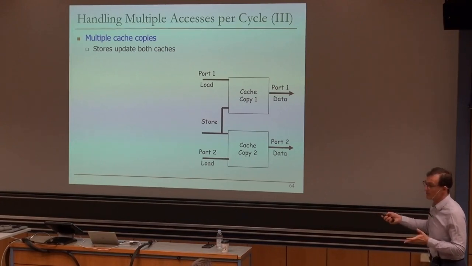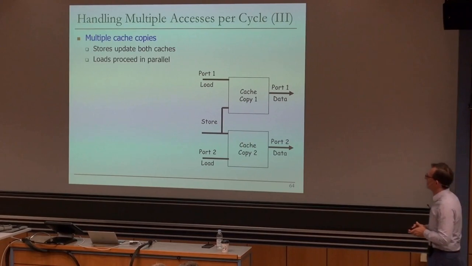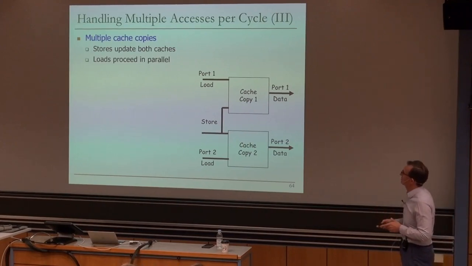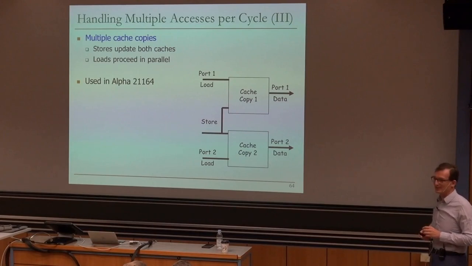And what happens with stores? You need to maintain consistency over here, so you actually store to both locations. That's the idea. But loads can proceed in parallel over here. And this is used in the Alpha 21164 cache, actually. You have two copies of the cache. Make sense? What is the downside?